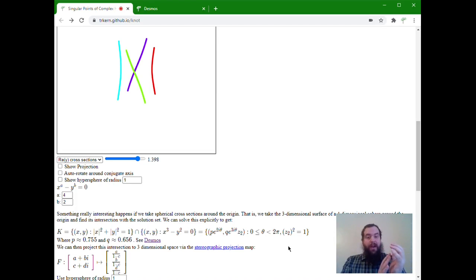The e to the 2I theta here and the e to the 3I theta, those are just unit length complex numbers, right? They're on the unit circle in the complex plane. So we have these points, but they're still in two complex dimensional space. That is, they're still points in four-dimensional space.